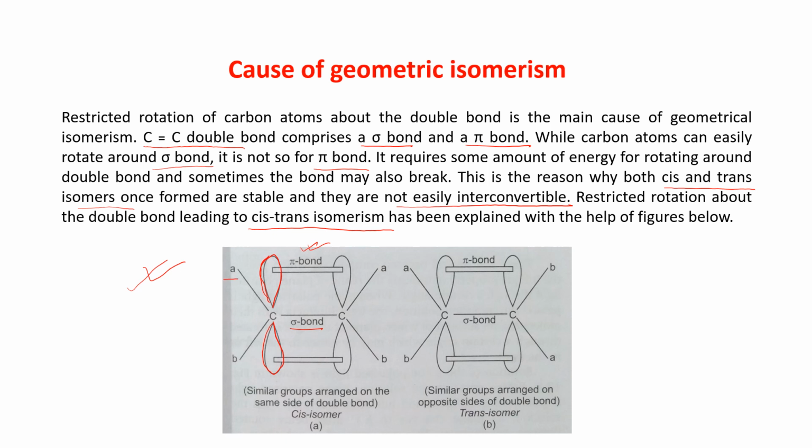And the similar groups A and A are present on the same side of this carbon-carbon double bond. So they are forming a cis isomer. And the dissimilar groups A and B are present on the opposite sides of the carbon-carbon double bond, so they are forming a trans isomer. So the cause of geometric isomerism is that the rotation of the carbon atom about the double bond is restricted.